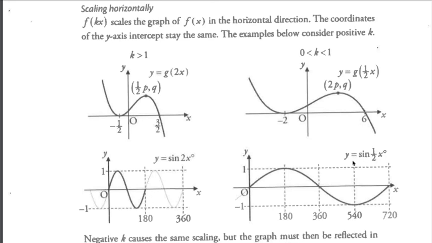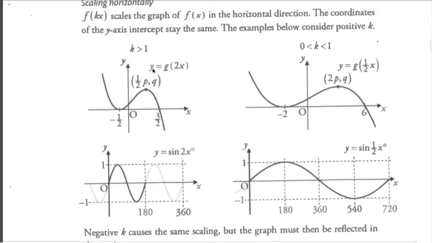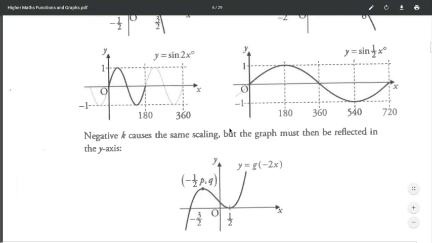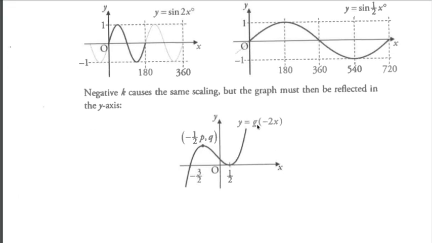And y = sin ½x is stretched out by a factor of 2, so we are only getting half a wave in 360 degrees, if we want to think about it that way. So y = g(2x) with a cubic compresses the graph by a factor of 2. y = g(½x) stretches out the graph by a factor of 2. And sorry, one more thing: g(-2x) will compress the graph by a factor of 2 and also reflect it in the y-axis.